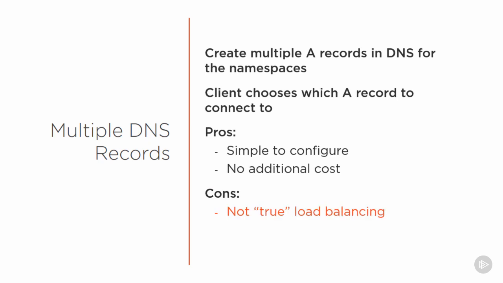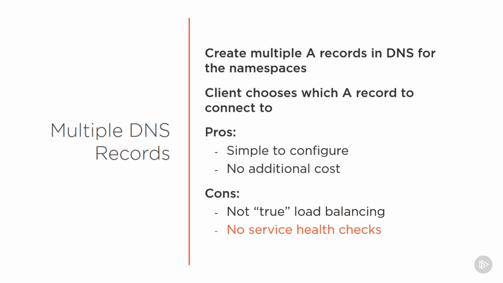DNS round robin is not true load balancing. So you remember we talked about things like round robin and weighted round robin and least connections and how they're used to distribute client traffic reasonably evenly across the servers in a load balancing server pool. Well, you don't get that with DNS round robin. The clients will just pick whatever they want to connect to and they'll connect to it, and you're likely to get fairly unbalanced traffic out of that.